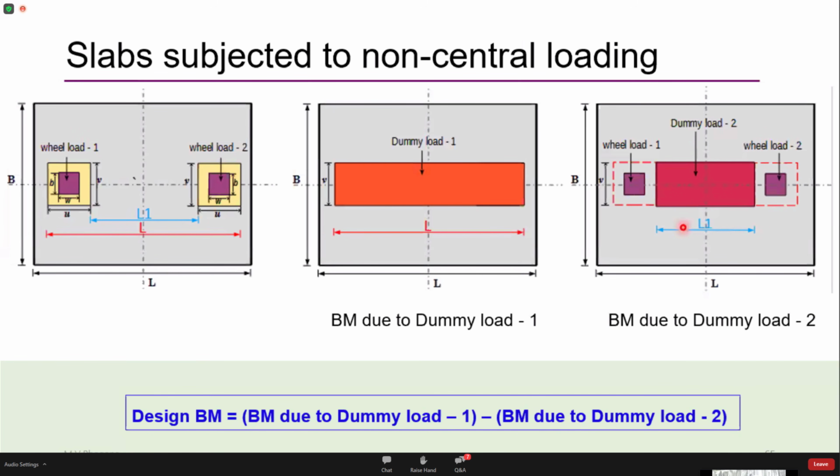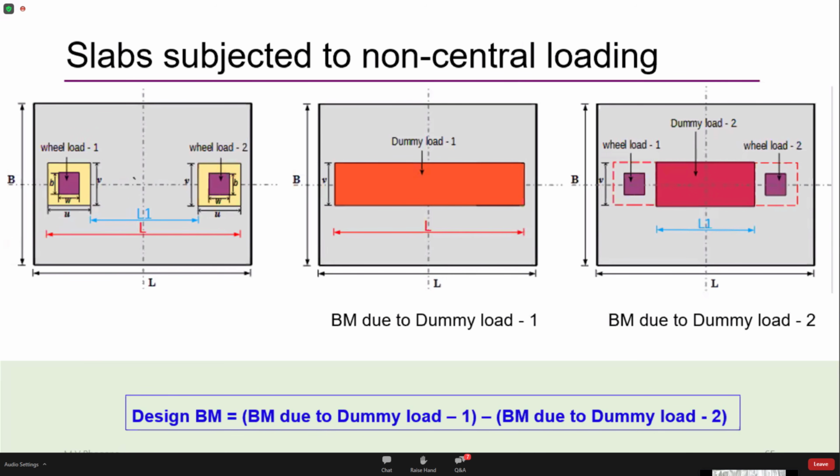I'll call it as L1. So I'll apply one more dummy load of width V and length L1. By doing this, I'm again placing a load which is acting centrally on the slab. I can calculate the bending moment for this loading configuration. I'll call it the bending moment due to dummy load 2. So I have dummy load 1, I have dummy load 2.